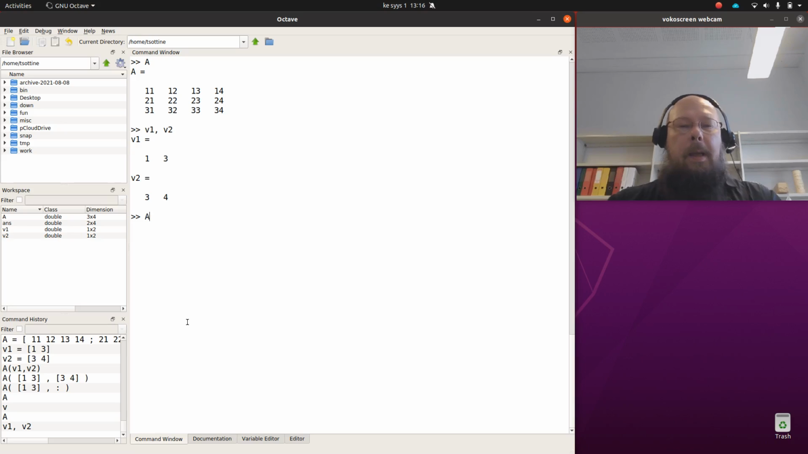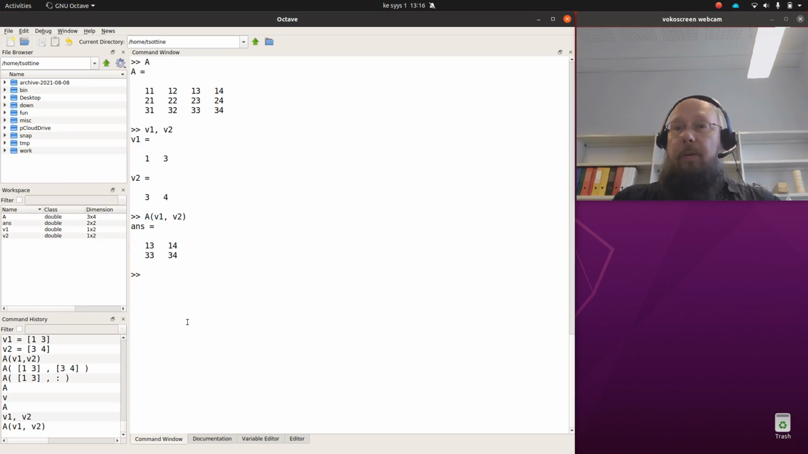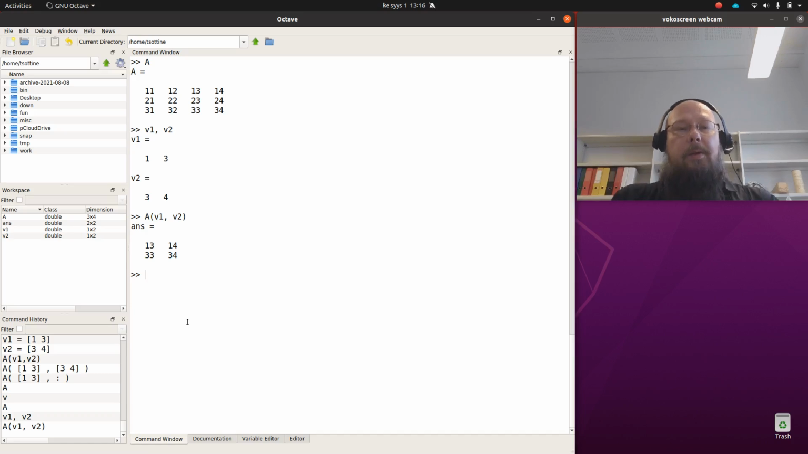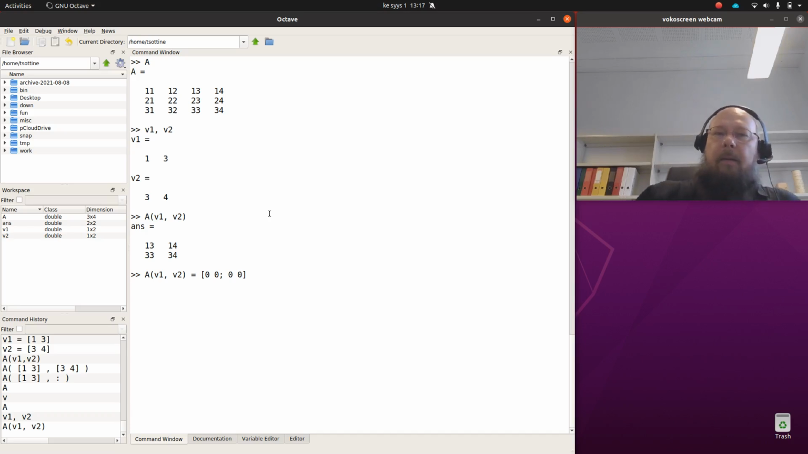So A, V1, V2 was 2 by 2. Okay. And just to show how this can be complicated, now A, V1, V2 is a 2 by 2 matrix that is a subset or submatrix here. And since it's 2 by 2, let me assign that A, V1, V2 to be a 2 by 2 zero matrix.